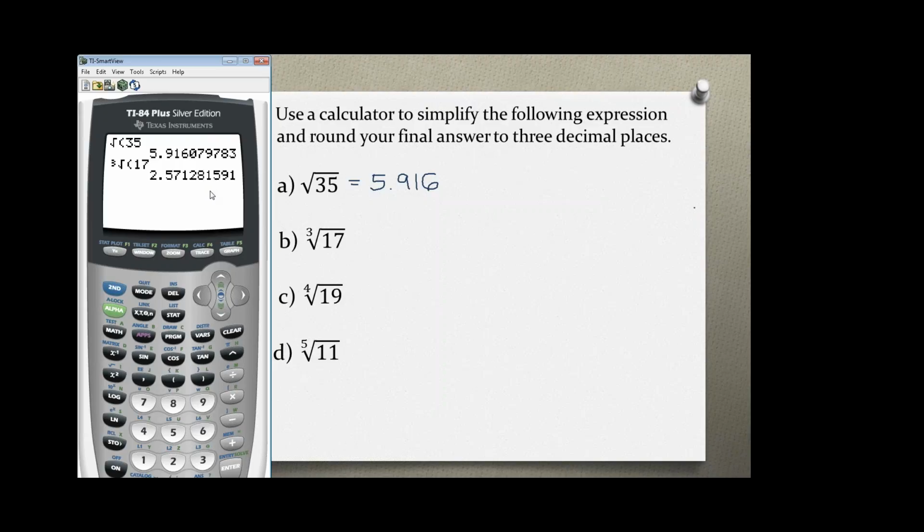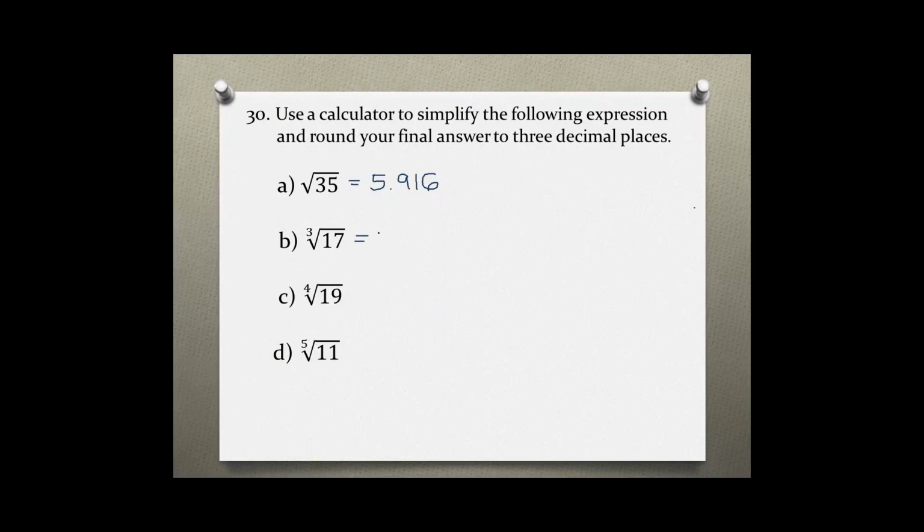2.571 and so forth. So 3 decimal places, looking at the 4th, we got a 2 which is below 5, so 1 stays the same. 2.571 is our answer.